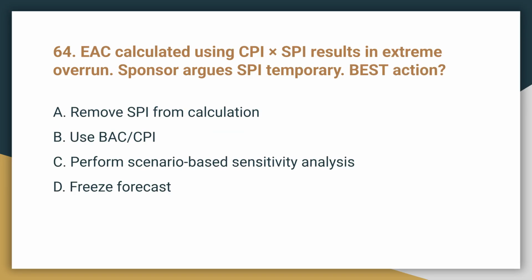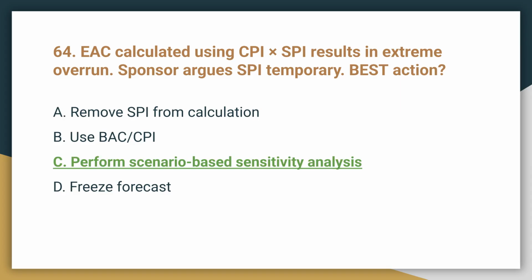Question 64. The EAC calculated using CPI times SPI results in an extreme overrun. The sponsor argues SPI is temporary. What is the best action? The best action is to perform scenario-based sensitivity analysis. This approach allows for testing different assumptions, such as improving SPI, to see how they impact the forecast.